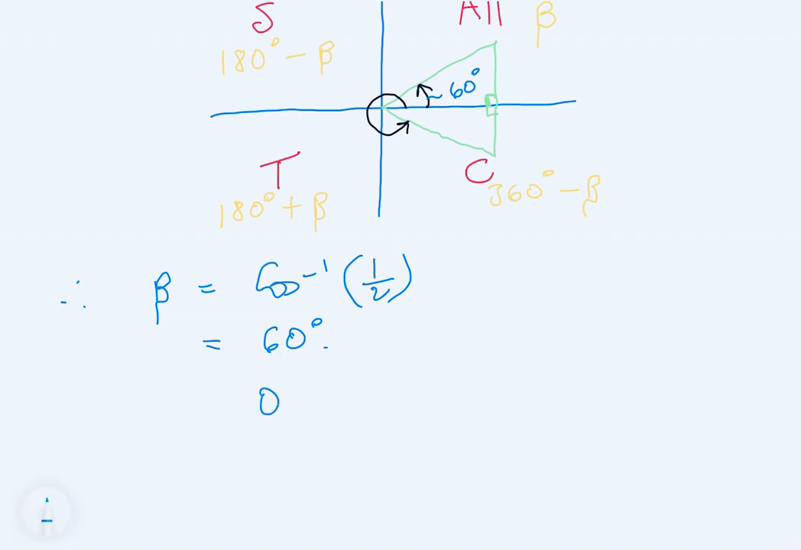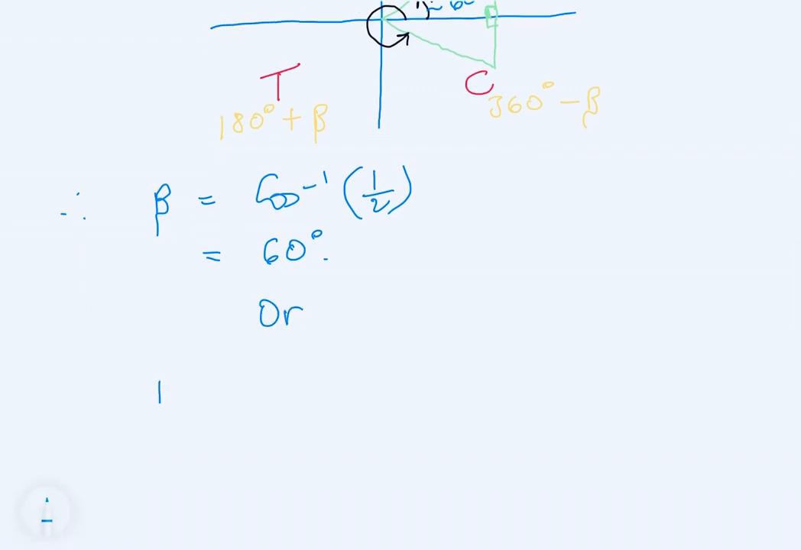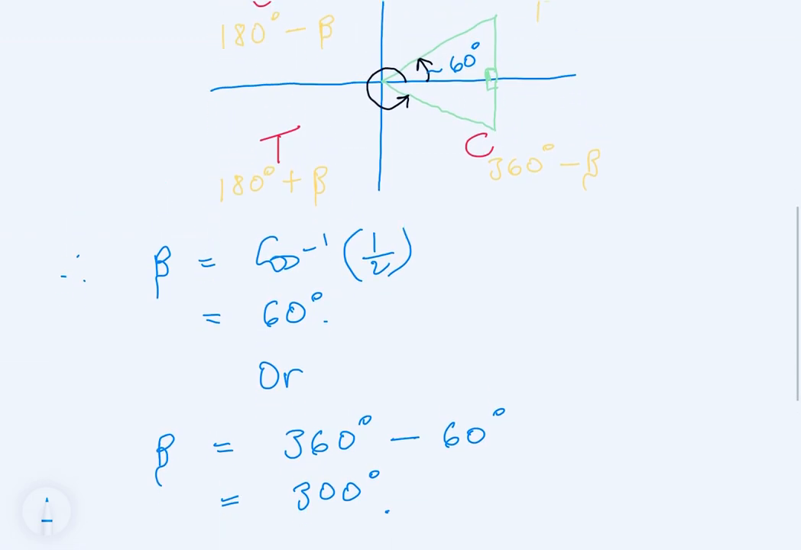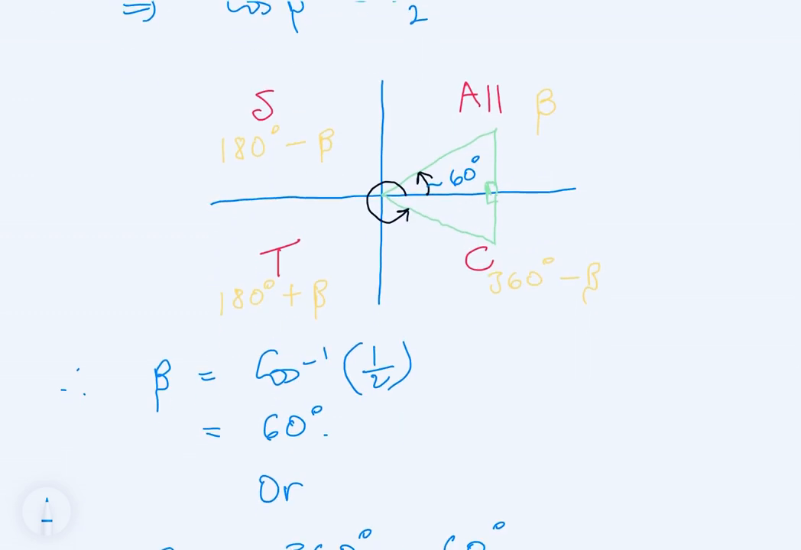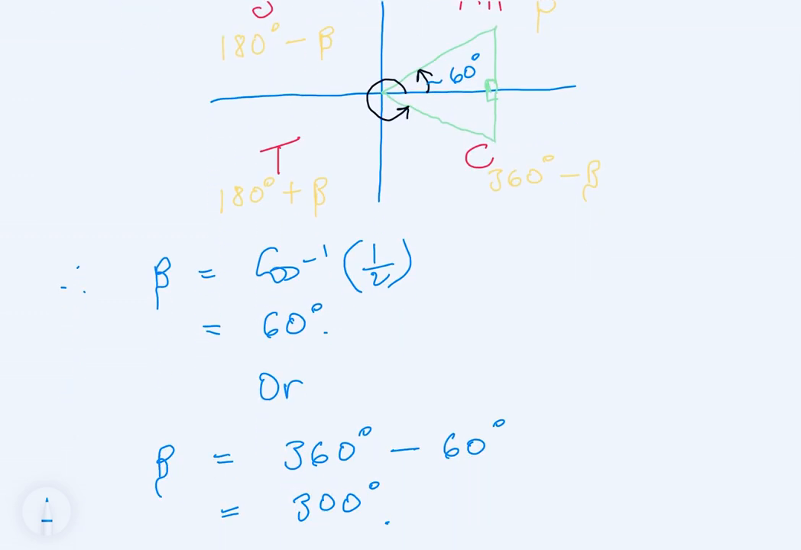That's the first solution. And then for the second solution, we say or beta is equal to 360 degrees minus 60 degrees. Okay? So we go 360 minus 60, and that gives us 300 degrees. Okay? So now we have our solutions of this equation. We have the two solutions. So this equation has two solutions, and our two solutions are 60 degrees and 300 degrees.